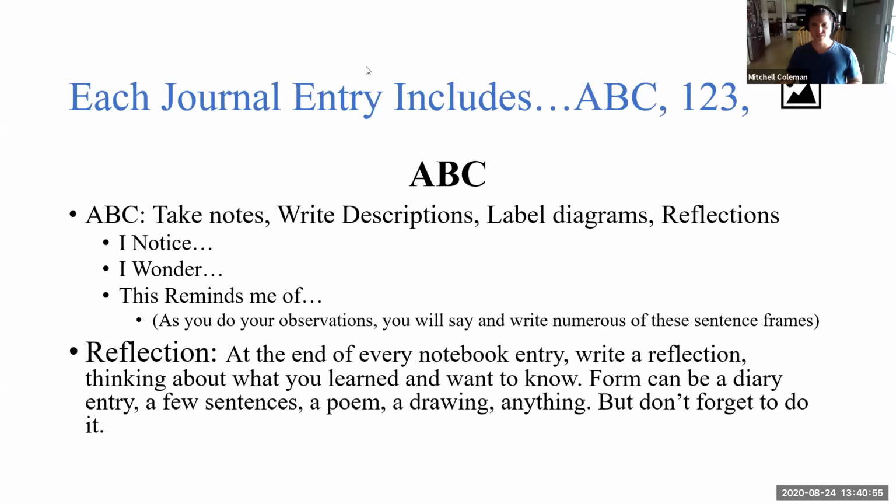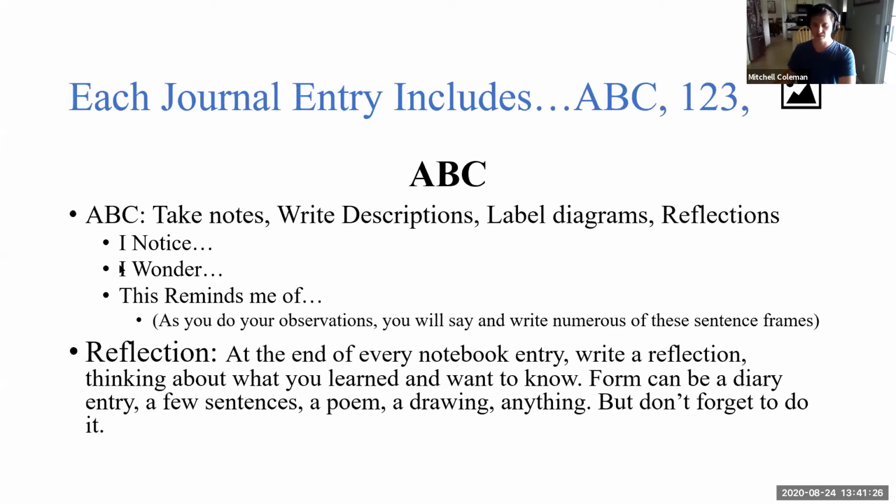Okay, by ABC, what we mean by that is the written component of your journal. Every journal should have a written component. Every journal should have a quantitative component, and every journal should have a pictorial component. So ABC is the written. Those are your notes. Those are your descriptions. Those are your thoughts. Those are your observations, your reflections, the writing that you use to label a picture.